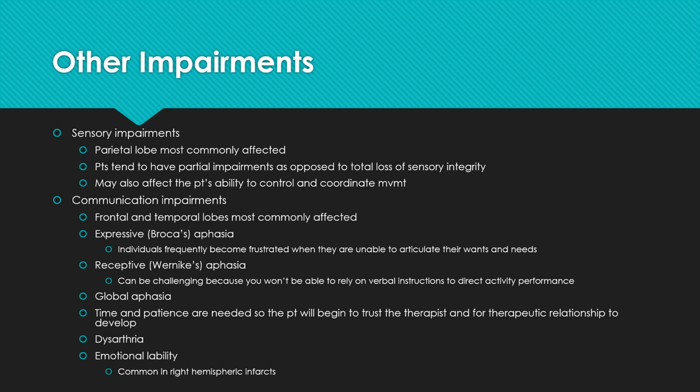Other impairments in patients following a CVA can include sensory impairment, which are going to be most common in patients with parietal lobe involvement because of the somatosensory cortex. Patients tend to have partial impairments as opposed to a total loss of sensory integrity, and that's because of how the neurons intermix as they travel through the sensory motor tracts.